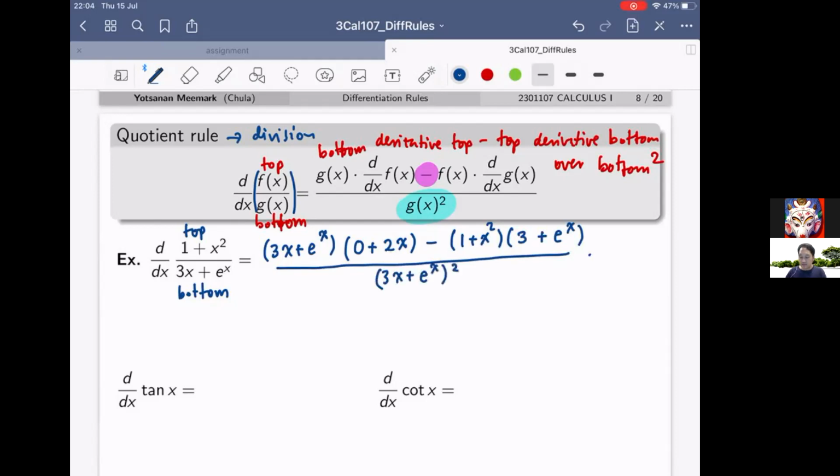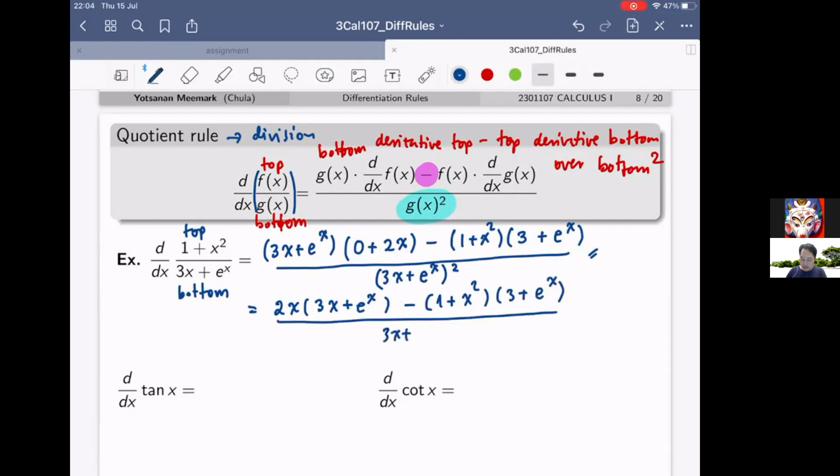Okay, this is good enough to be your final answer. However, if you want, you can just rewrite it a little bit into this kind of thing. Okay, minus 1 plus x squared, and then 3 plus e to the x over (3x plus e to the x) squared. Or if you really want, this one becomes 6x squared, and this one becomes minus 3x squared, and then you can further simplify. However, usually we just keep it like that.